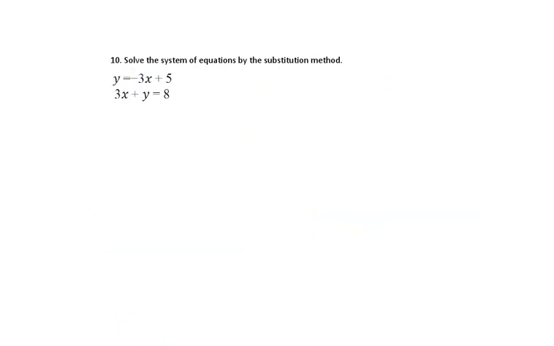Number 10 would like us to solve by the substitution method. I got good news. If you look at the top equation, y is already alone. So I can replace everything up top in for the y on the bottom. Here's what that would look like. It would look like 3x plus parentheses negative 3x plus 5, all equal to 8.